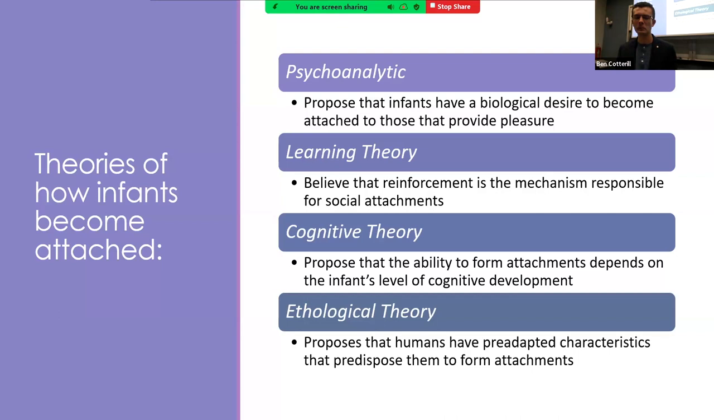And then the cognitive perspective, that one goes through various stages of cognitive development, increasing their cognitive complexity. And attachment really is in line with this, okay? That they get to a certain level when they form attachments, okay? Because that's the stage of cognitive development that they're at.